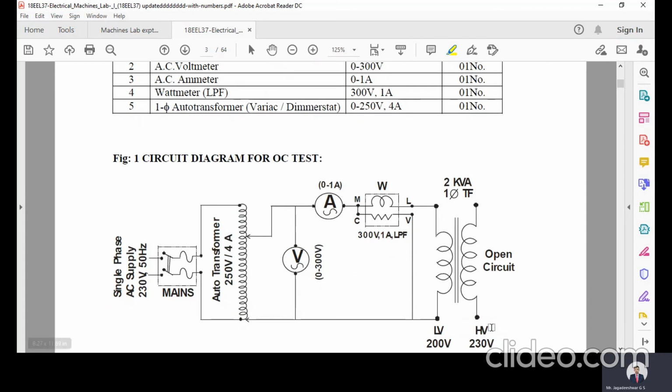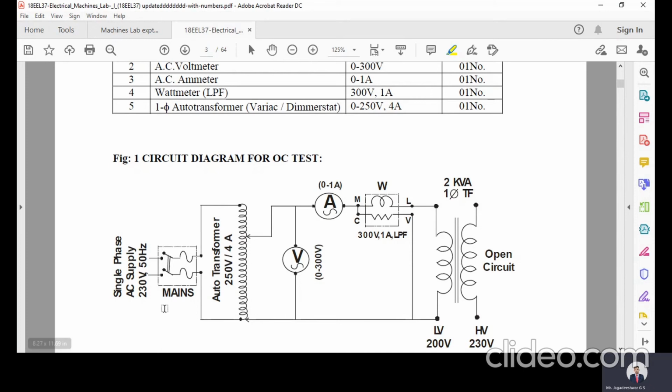So this is the circuit diagram of your OC test. Here this is your auto transformer, and the input to the auto transformer is taken from the panel, and the output of the auto transformer is given to the ammeter, and the ammeter is connected to M, where M and C are shorted. L is given to the 100% of the primary winding and 0% of the primary winding is given to the neutral of auto transformer, and V is to be connected to the neutral of auto transformer.